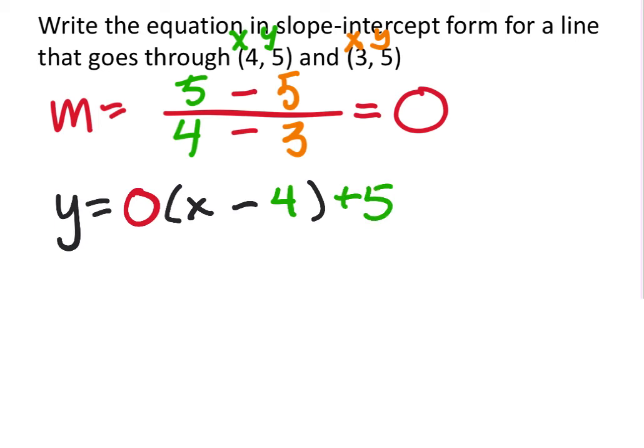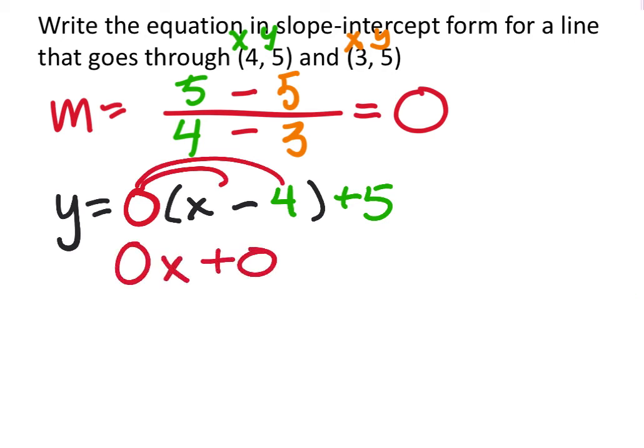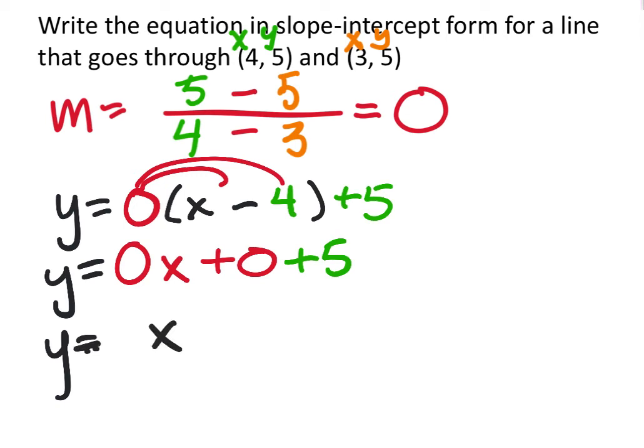Okay. Well, distribute your 0 into the parentheses like this. You get 0x. 0 times negative 4 is still 0. Then you got the plus 5 there. So y equals 0x. And yeah, there's no other like terms with the x's, so we still have a 0x term. But 0 plus 5 there is going to be positive 5.